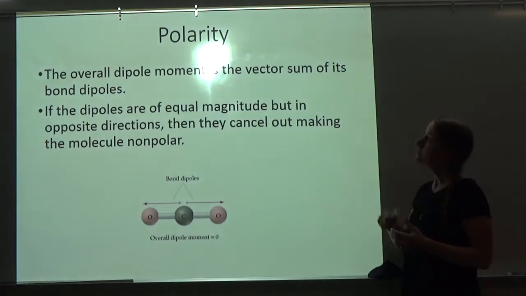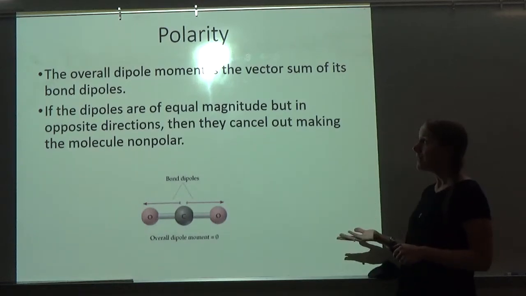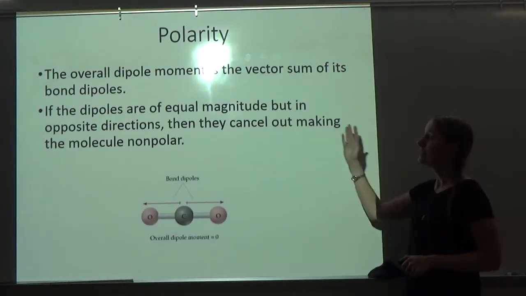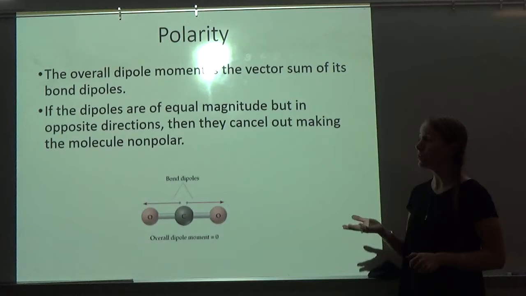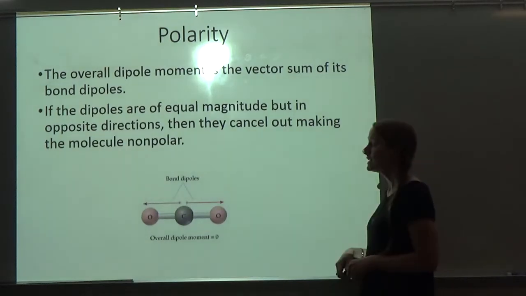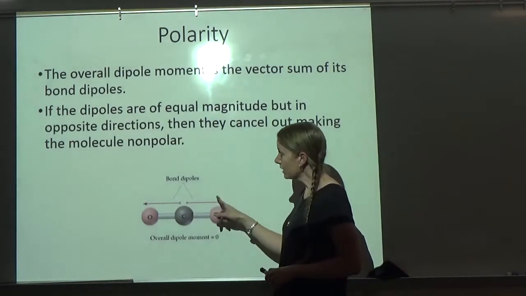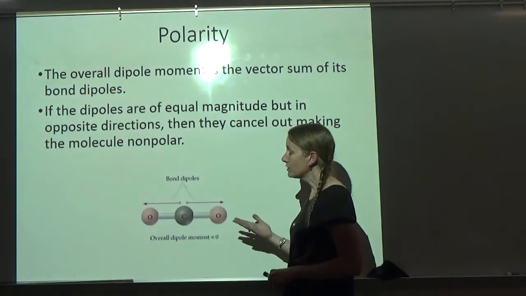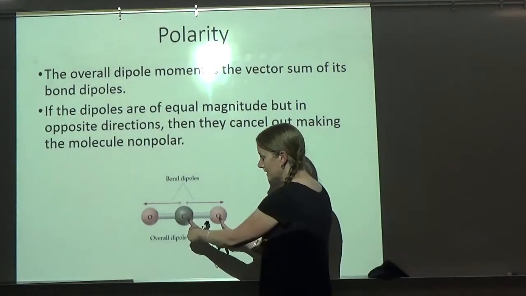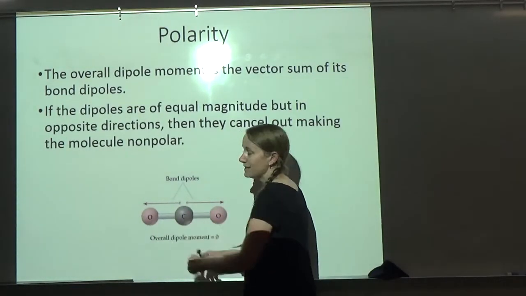So the overall dipole moment is the vector sum of its bond dipoles. If the dipoles are of equal magnitude but in opposite directions, then they cancel out, making the molecule nonpolar. Now that is an important thing to add. These are in opposite directions, but they're also of equal magnitude. So see, this is a CO bond, this is a CO bond.